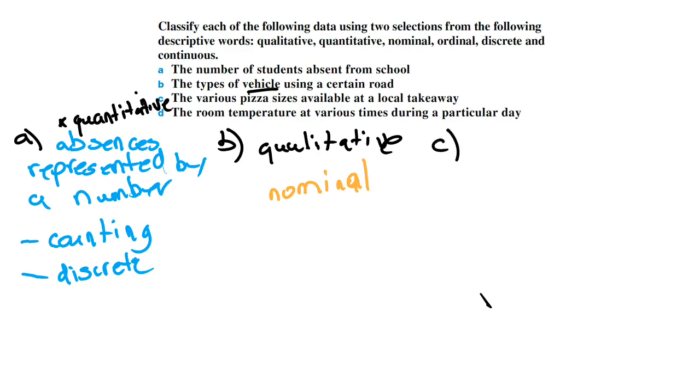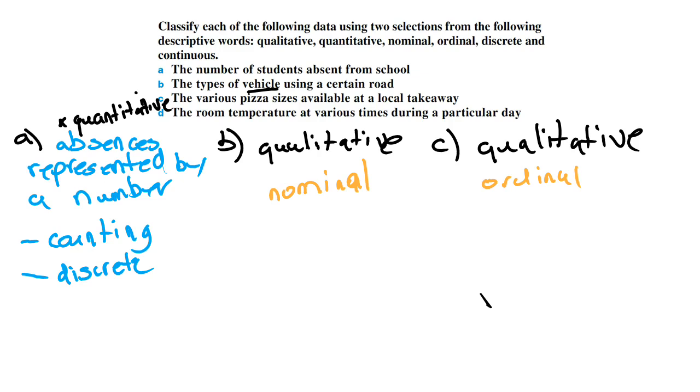The various pizza slices available at a local takeaway. Again, it's a non-numerical thing, so it's going to be qualitative. And as I write that, have a think, are we ranking it? Size, we're going from a small to a family. So we are ranking. So that means it becomes ordinal.